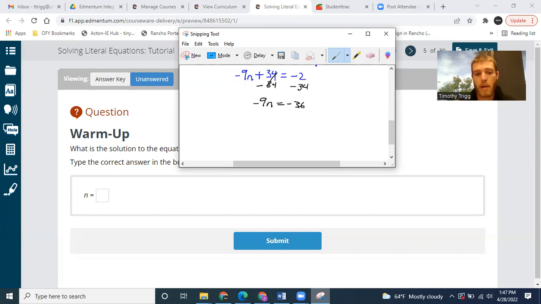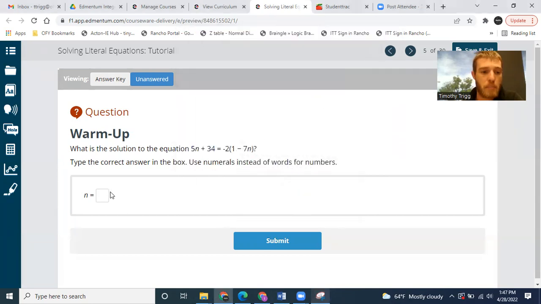These are multiplied, if you remember. -9 is right up against the n. That means they're multiplied together. So we're going to go ahead and divide to cancel out the 9. Divide by -9, both sides. Giving us that n is 4. Notice it's +4 because a negative divided by a negative is positive.